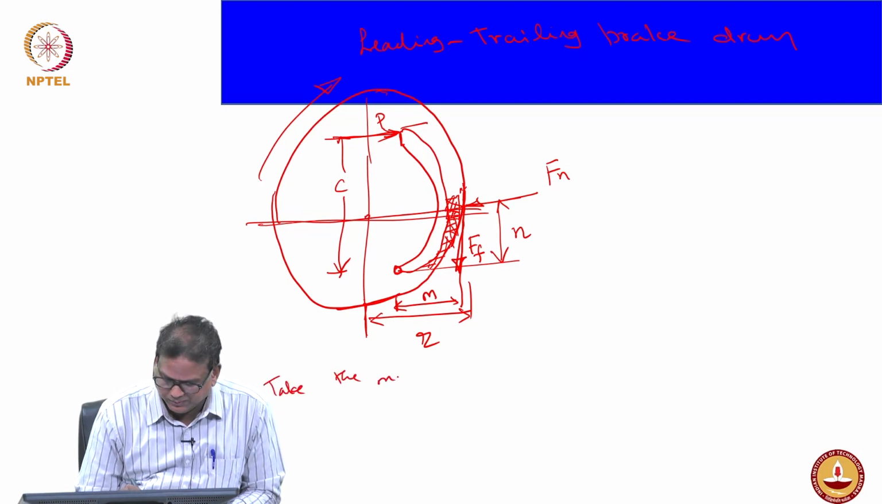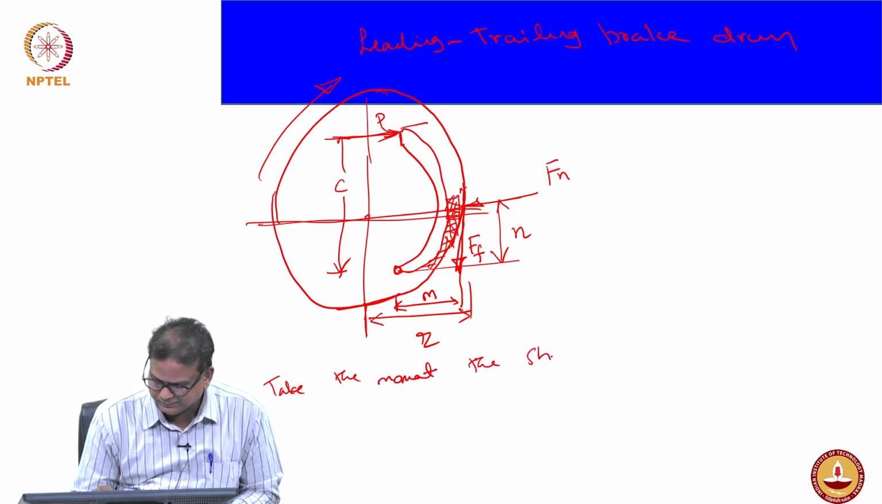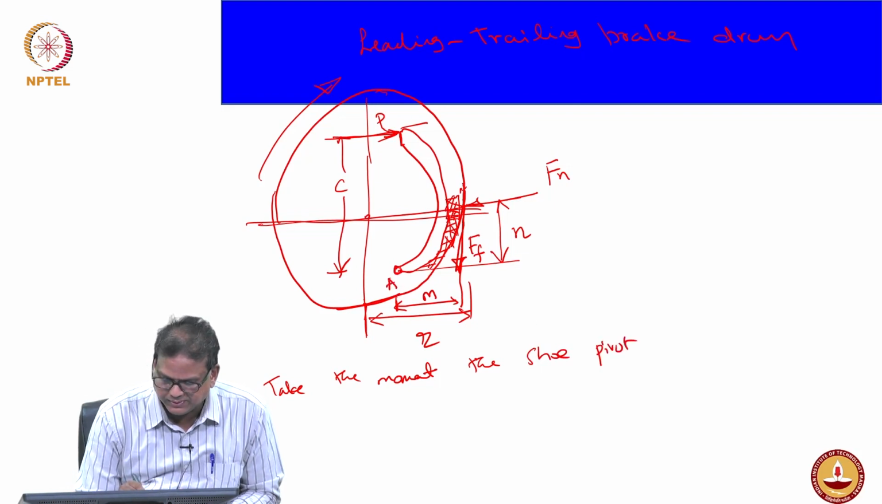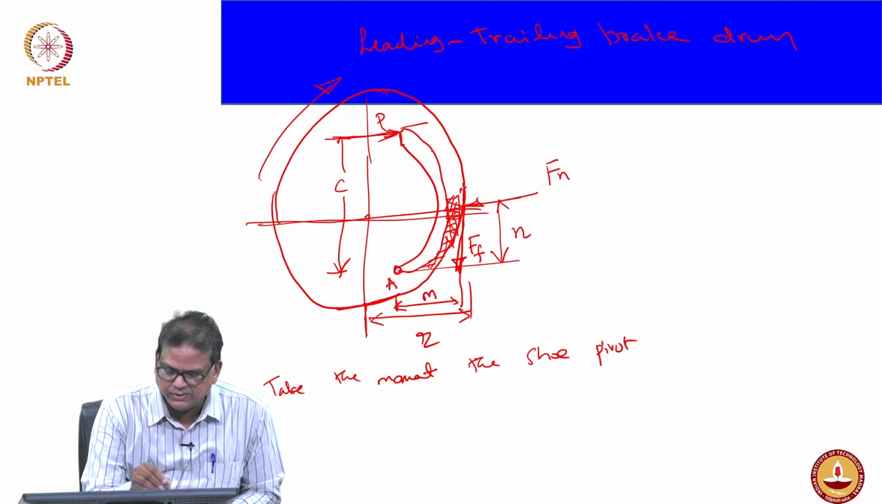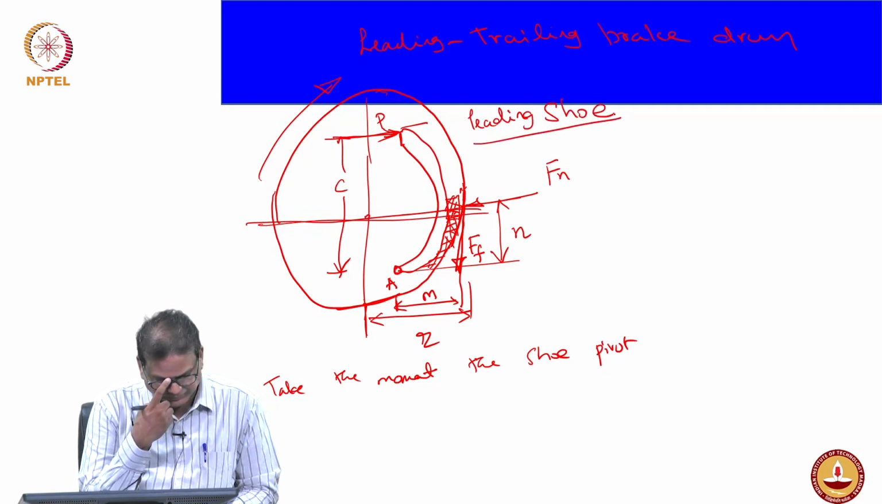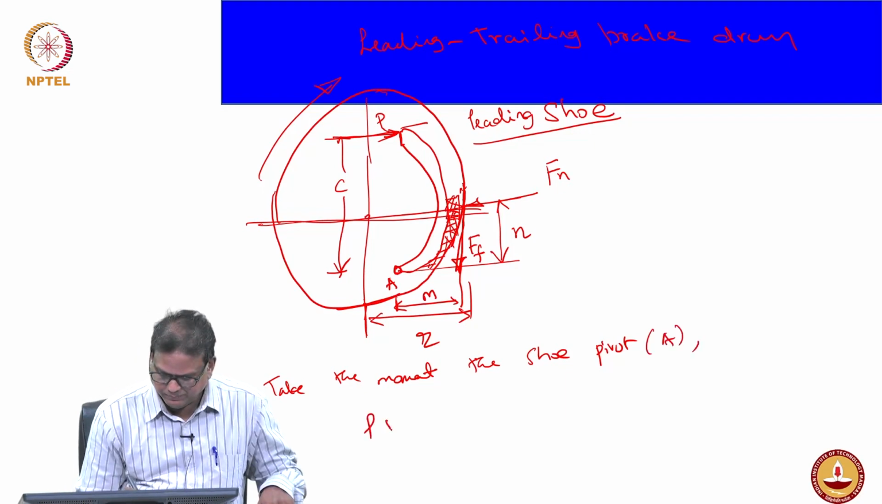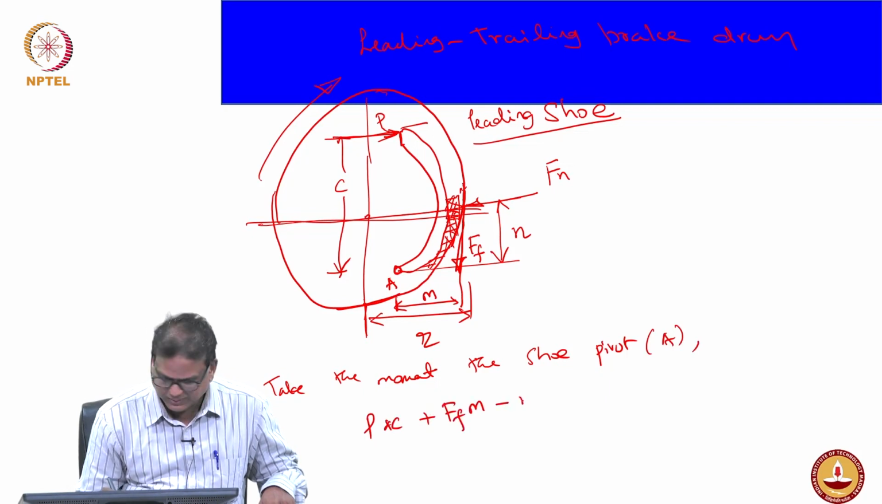Take the moment around, similar to what we did earlier, the shoe pivot. We will take it as pivot A. Whatever is shown is only for the leading shoe aspect, not the trailing shoe. Whatever we are discussing now is the leading shoe aspect. So, when you talk about A, P into C plus F m minus F n must be equal to 0.